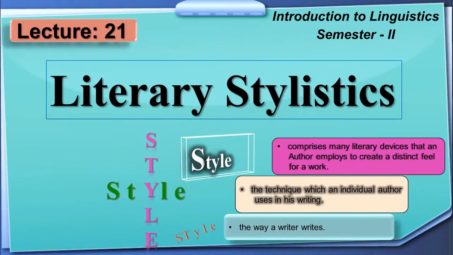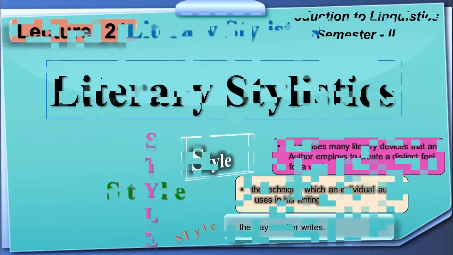Welcome you all. Today we are going to talk about the topic literary stylistics. This topic is from the contents and introduction to linguistics semester 2. So without further ado, let's get started with our today's topic.